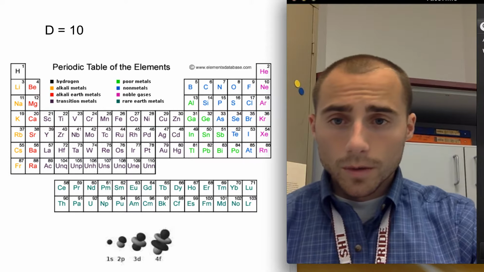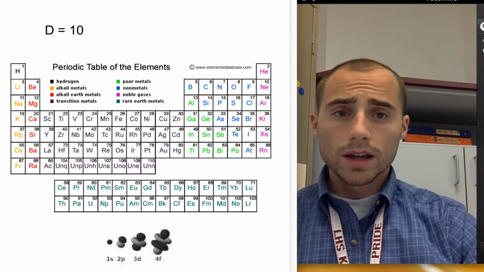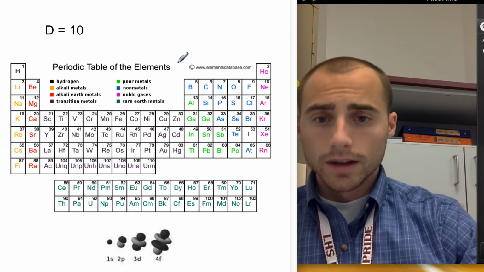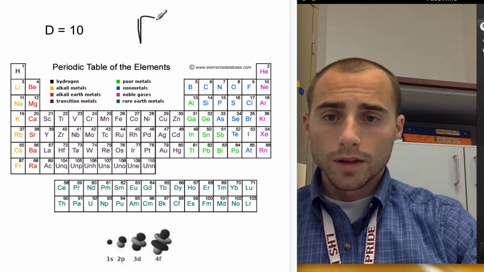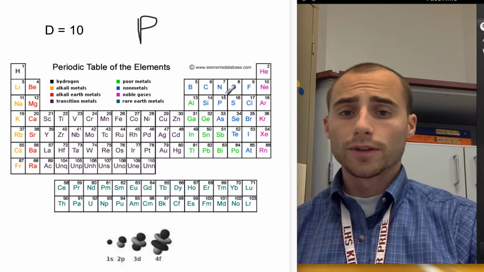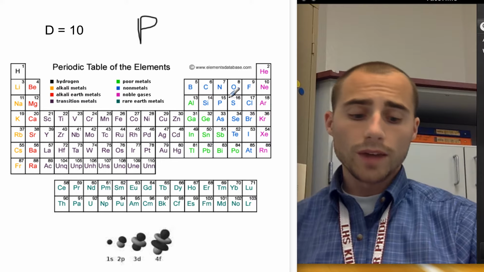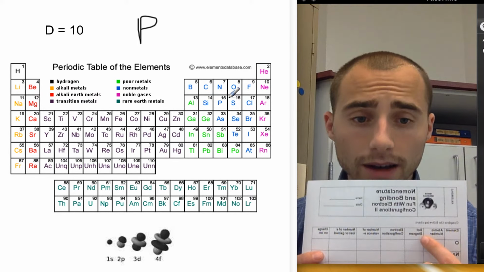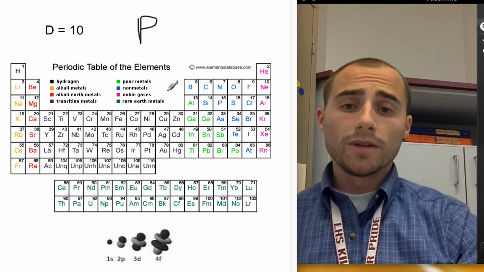So we are going to use the example of phosphorus. Phosphorus is right here. And this again is a Lewis dot structure or a dot diagram. Now with phosphorus, the first thing you have to do when doing a dot diagram is know how many valence electrons it has.